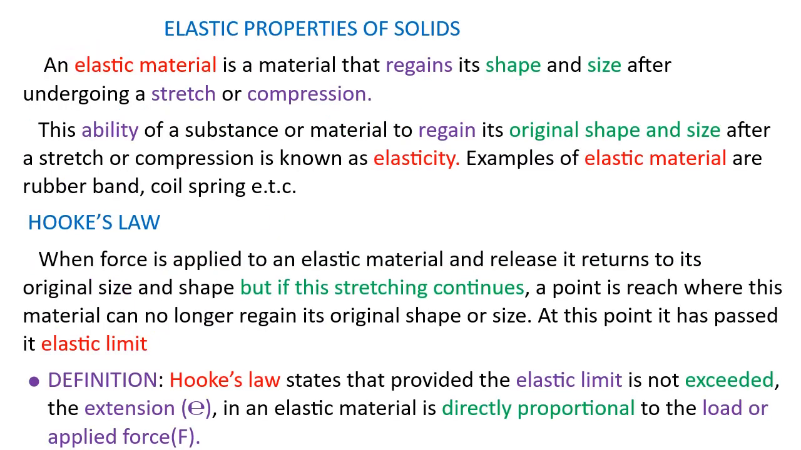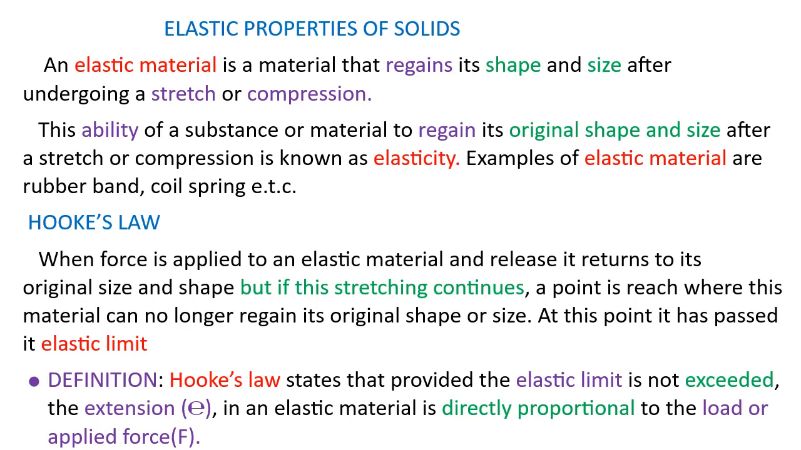Topic: elastic properties of solid. An elastic material is a material that regains its shape and size after undergoing a stretch or a compression. Any material that when you stretch it or compress it, and when you release it is able to regain its original shape, it can be the length, it can be the size, original shape and size, such a material is said to be an elastic material.